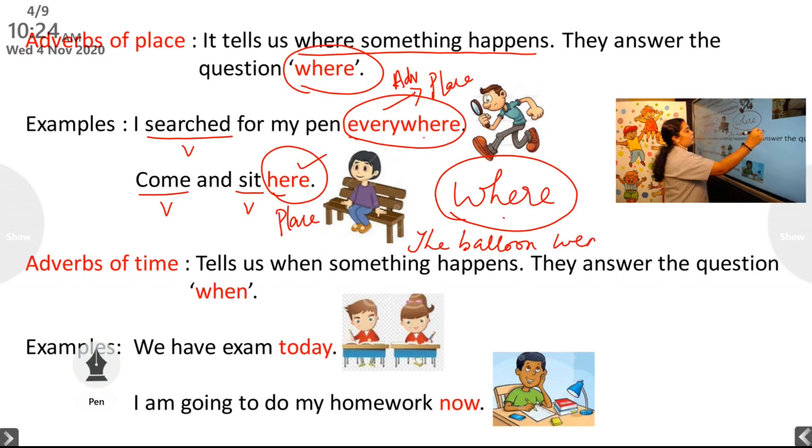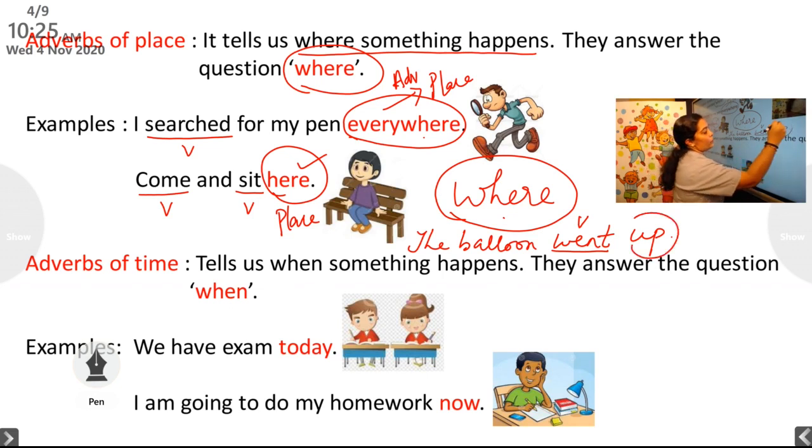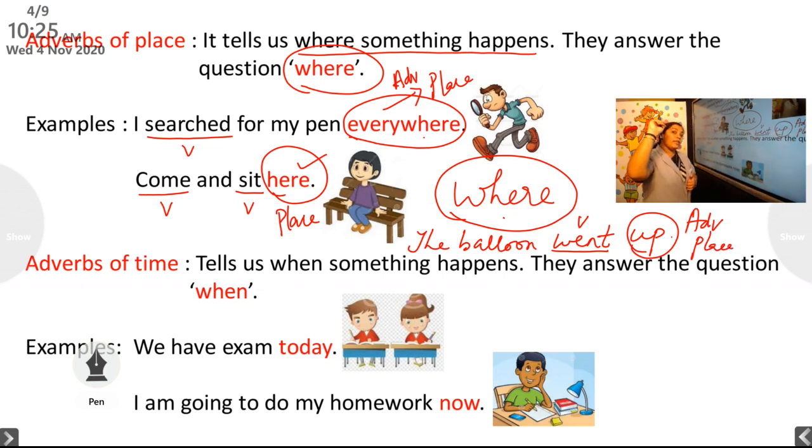The balloon went up. Went is the verb here. So you have to ask the question where? Where did the balloon go? You got the answer. Yes, the balloon went up. So this is adverb of place. Where did the balloon go? The balloon went up. So up is the adverb of place.